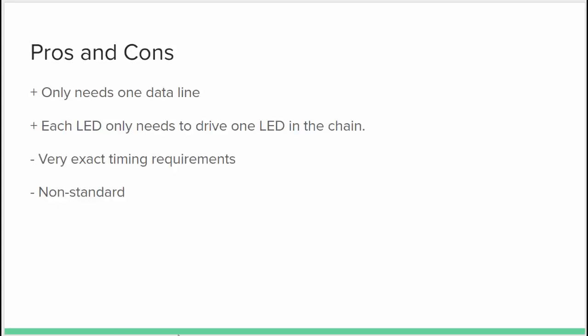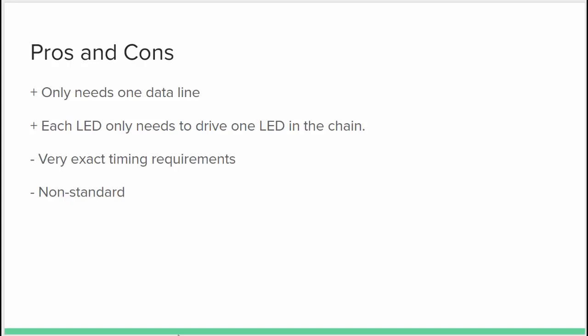So what are the pros and cons of this interface? Well, some of the pros: it only needs one data line for communication. This can be really nice if you don't have a lot of data lines or you want to make something small which has a lot of LEDs. Following on to that, each LED only needs to drive one LED in the chain. Since they're sequenced one after another, the output of one LED passes data only to one other LED. This means you're going to have very nice clean edges and you can go a little bit faster.